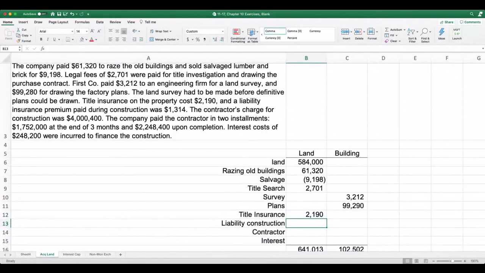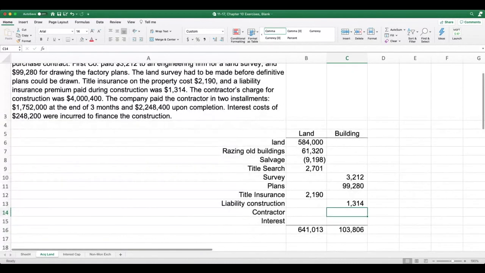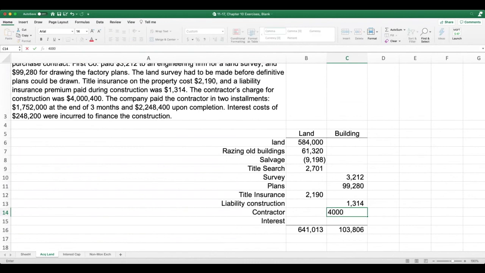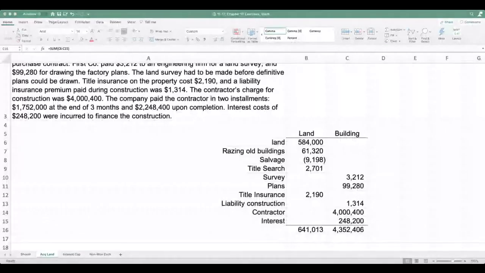For construction, well, this was liability insurance during construction. So this is a cost during construction. That's pretty straightforward. That is a building cost, $1,314. And then the contractor is building the building. So the contractor was a total cost of $4,400,000. And then interest during construction. So interest during construction is going to be the building. Interest is always going to be associated with the building. $24,200.